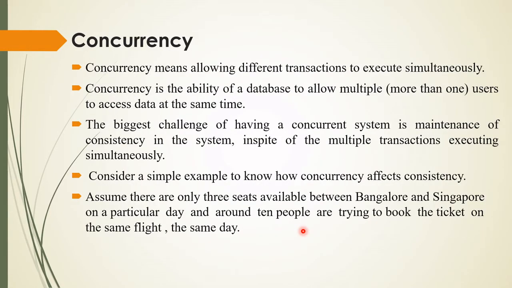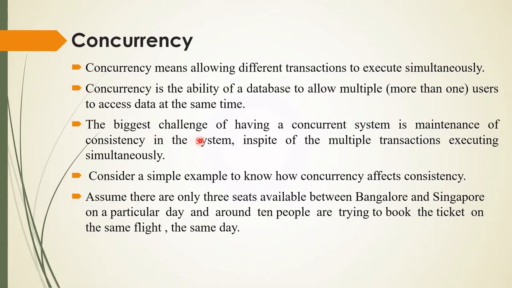Now next is concurrency. Concurrency means allowing different transactions to execute simultaneously. More than one transaction is being performed at the same time. This is known as concurrency. Concurrency is the ability of the database to allow more than one user to access the data at the same time, so they execute simultaneously.